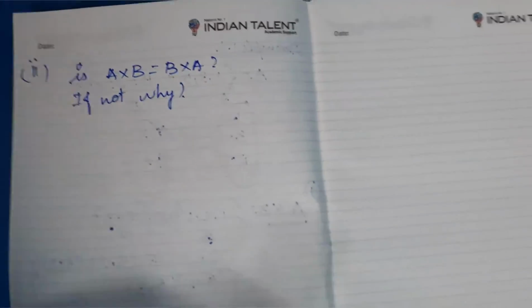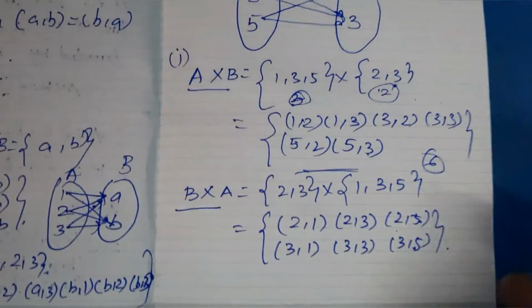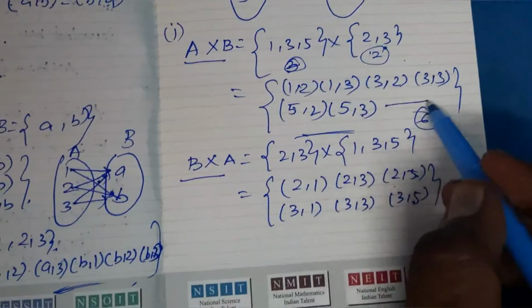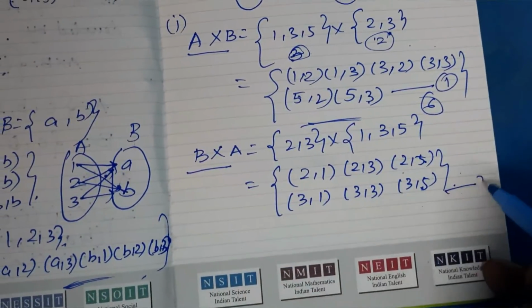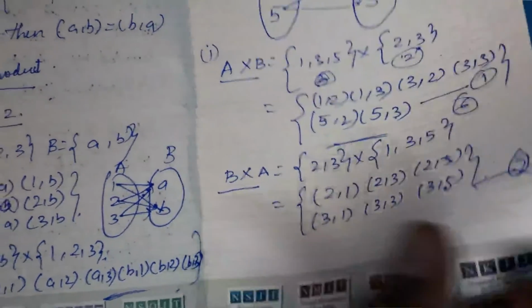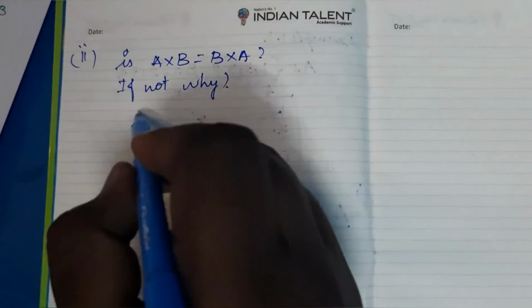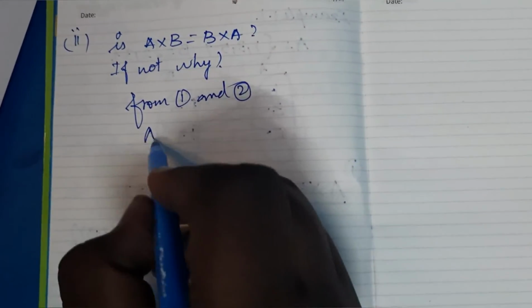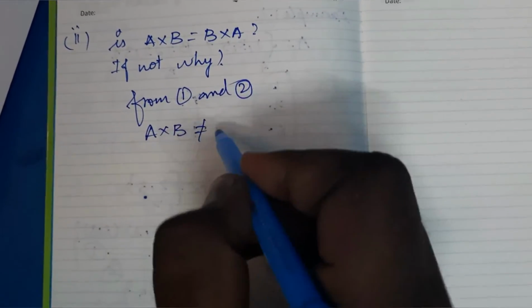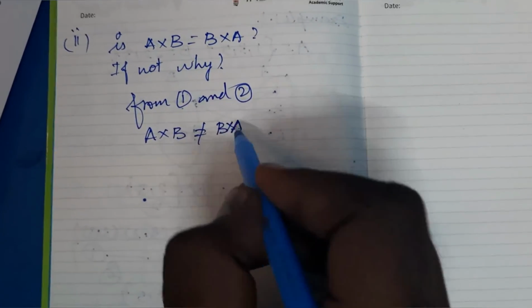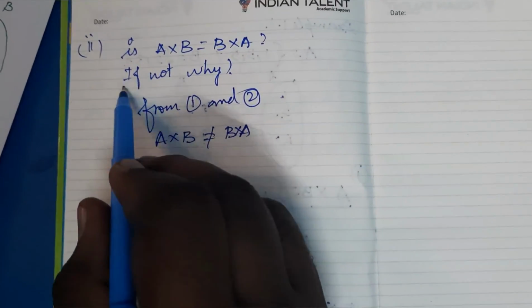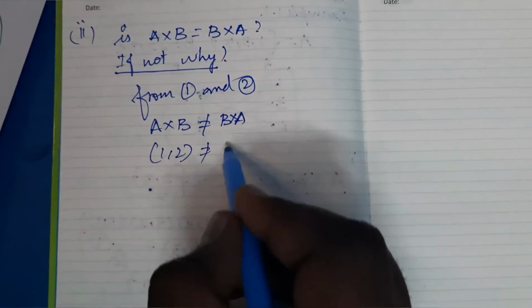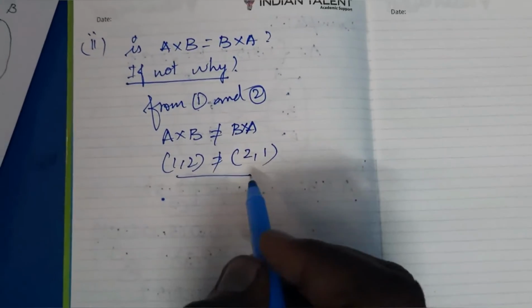From this page, A cross B differs from B cross A. Consider them as equation 1 and equation 2. From 1 and 2, A cross B is not equal to B cross A. We want to tell the reason. If not, why? Why means (1, 2) is not equal to (2, 1). This is the reason.